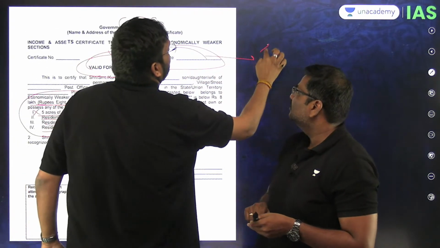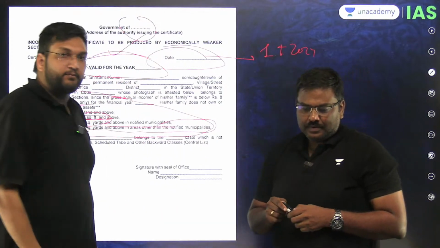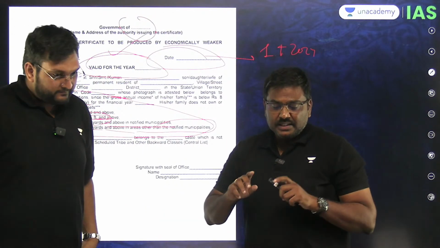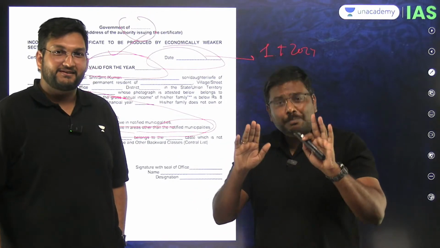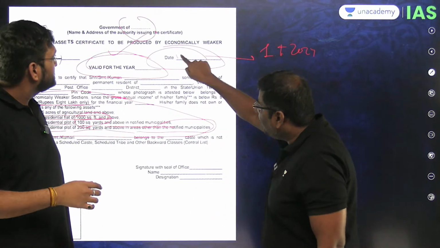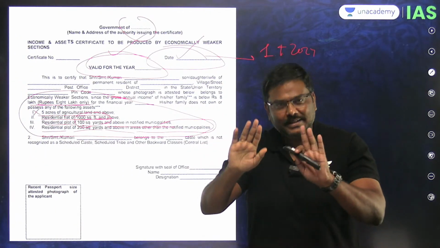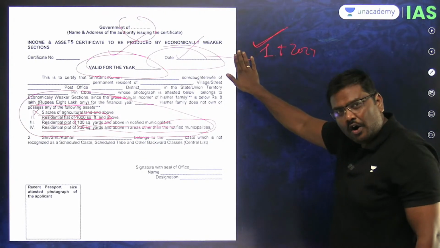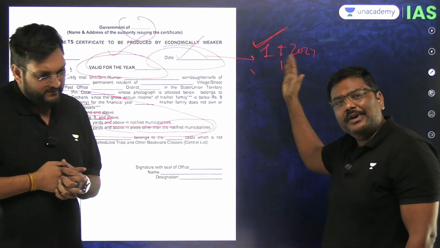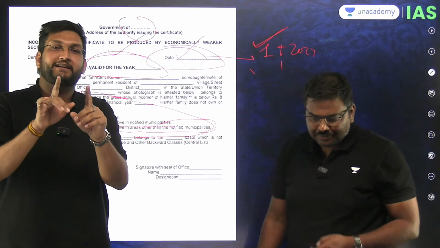This has to be after 1st of April 2024. Very, very important. There is a comment which says, but this financial year is not yet over. You're absolutely right. True. But UPSC says the issue date of the certificate should be in this financial year. That is essentially, the certificate should have been issued on or after 1st of April 2024, which is essentially the current financial year. So don't get confused.